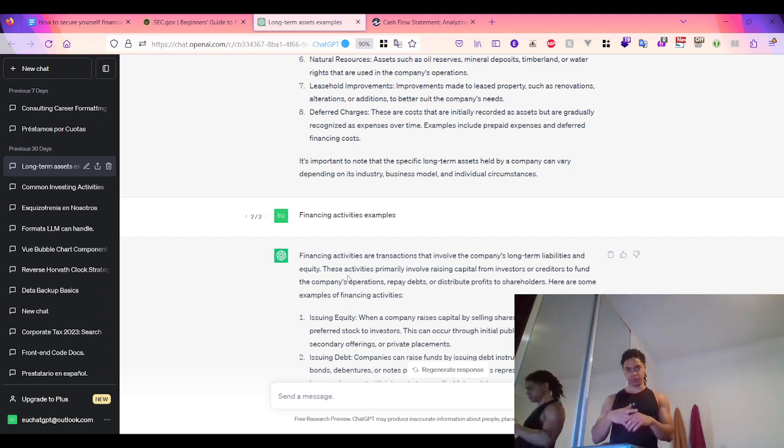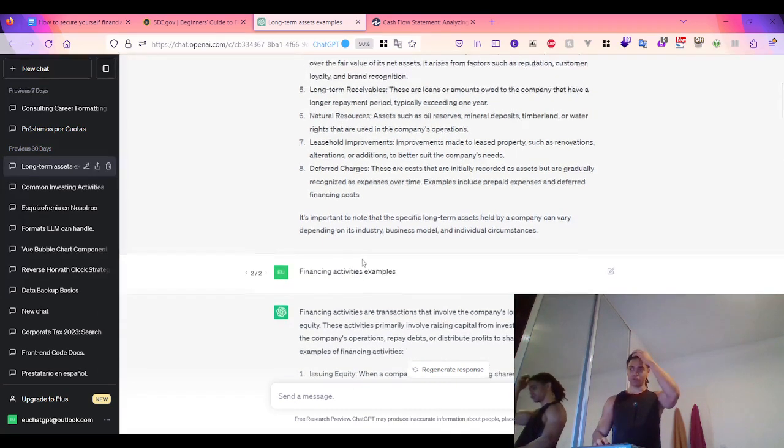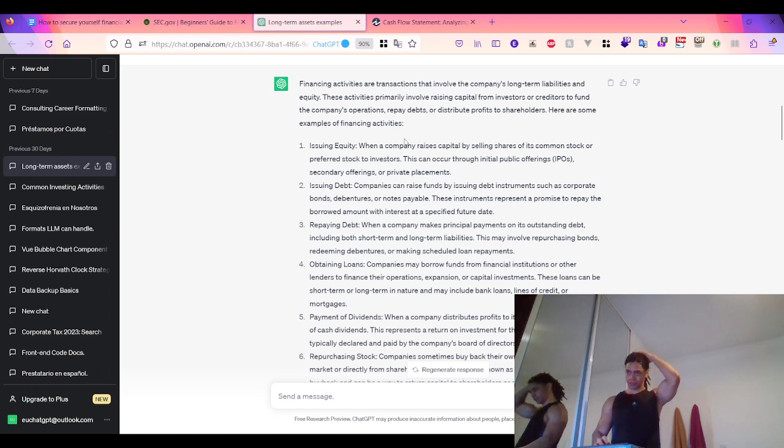But when it comes to financing activities, which involve the company's long-term liabilities, obligations, and equity ownership, according to Investopedia, this part of the statement focuses on how a firm raised capital from investors and paid back to them through financial markets. So these activities are transactions that involve the company's long-term liabilities and equity. This activity primarily involves raising capital from investors or creditors to fund the company operations, repay debt, or distribute profits to shareholders.